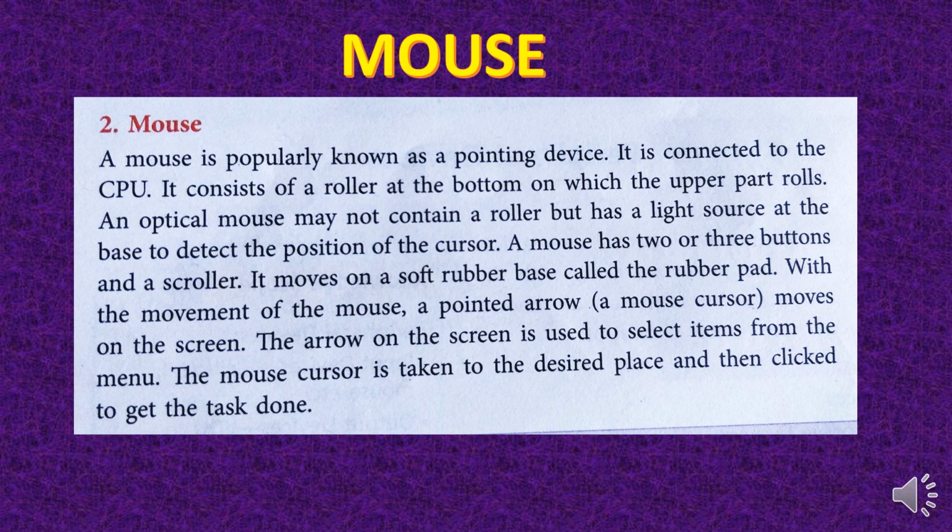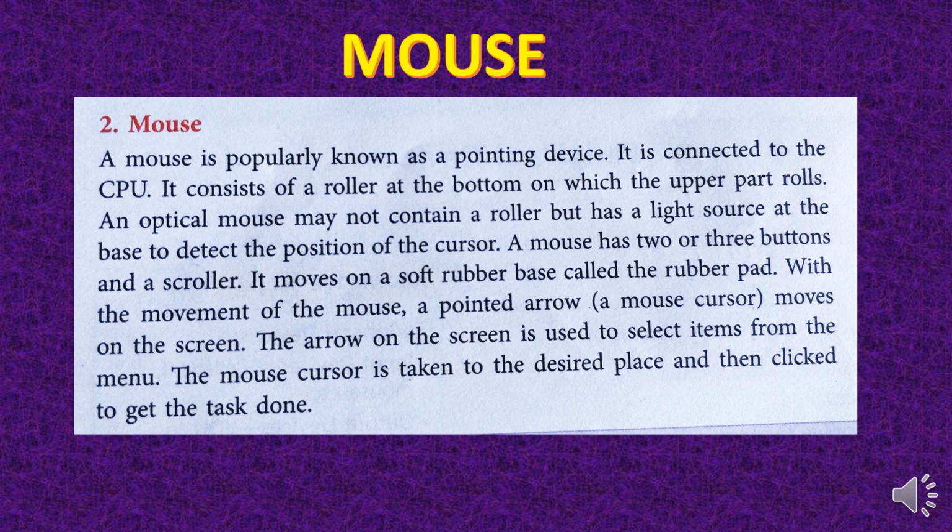Now let us talk about mouse. A mouse is popularly known as a pointing device. Now why is it called a pointing device, dear students? A pointing device, or sometimes called a pointing tool, is a hardware input device that allows the user to move the mouse cursor in a computer program or on the desktop of a GUI operating system. Using a mouse pointing device, you can point at or manipulate any object or text on the screen.